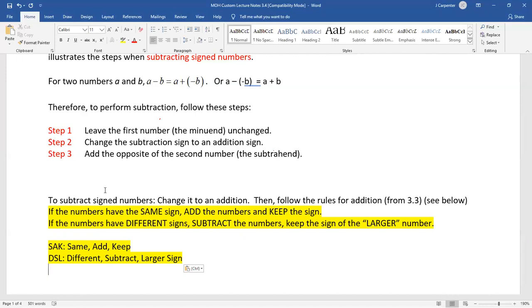So when we have to subtract signed numbers, what do we do? We change it to an addition. To change it to an addition, we turn the minus to a plus, and we change the sign of the number that was after it. Immediately after that, we just follow SAK and DSL, in other words, the rules from the last section. That's it. That's this entire section's worth of notes, minus a couple of word associations.